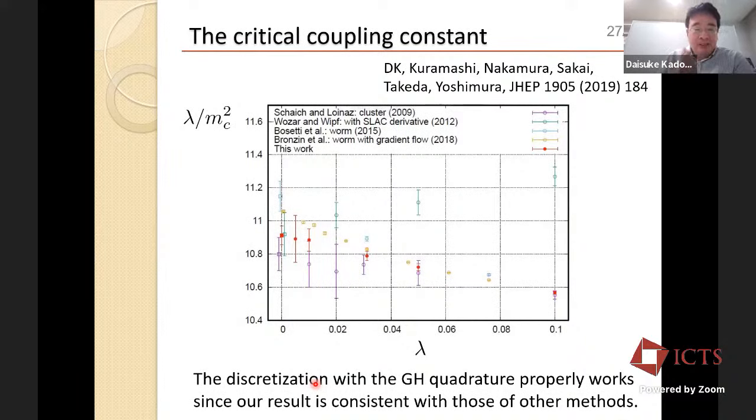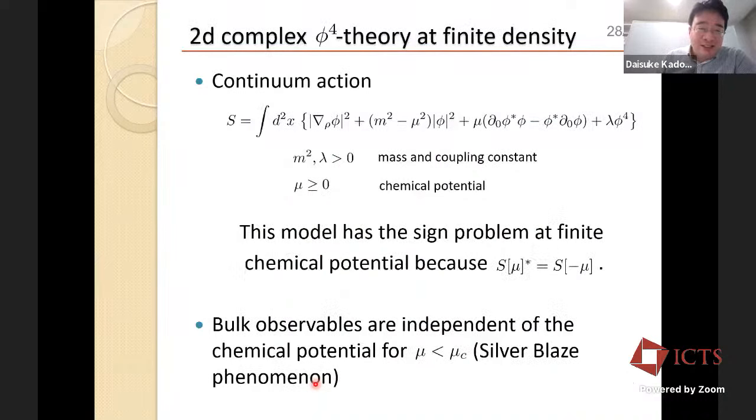Okay, so anyway, the discretization itself properly works. So by using the discretization method, the two-dimensional complex scalar field theory is also discretized. The complex scalar field is also discretized by using Gauss-Hermite quadrature.